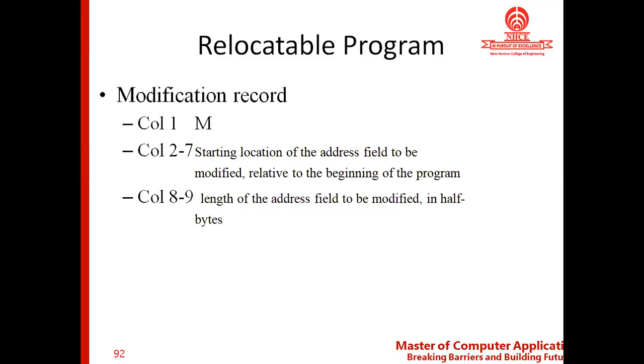So from where we have to do the modification, in which address onwards the modification has to be done, that has to be mentioned. Then how many fields are to be modified and how much to be changed. That has to be given as a length. Normally the length will be given in half bytes.